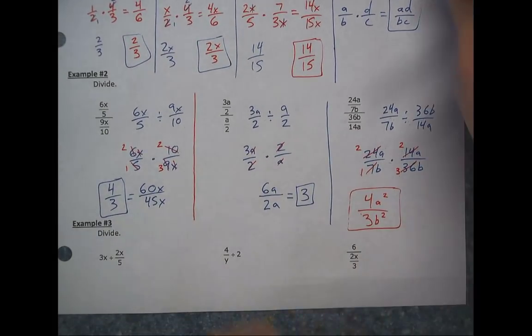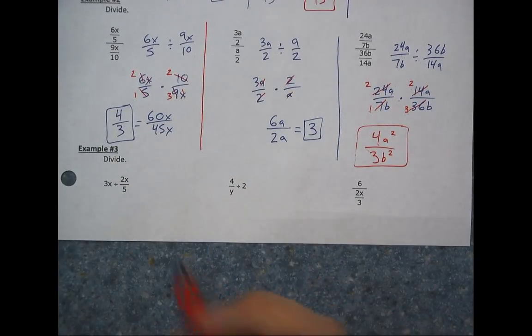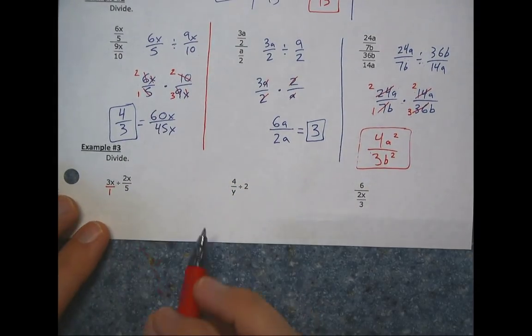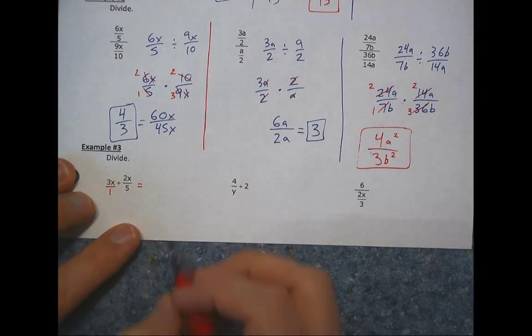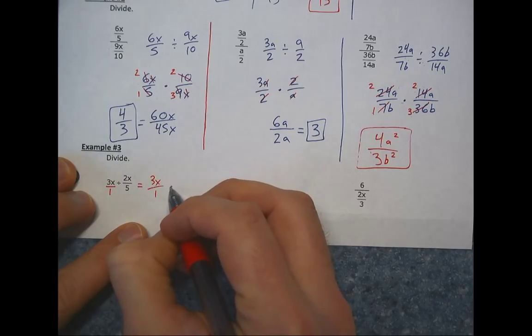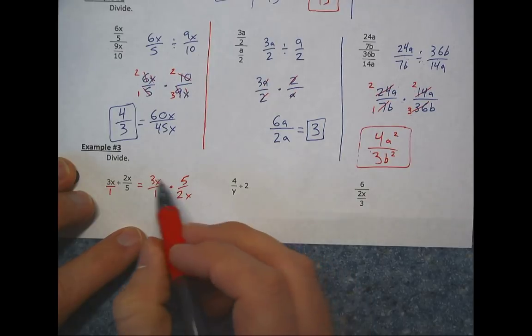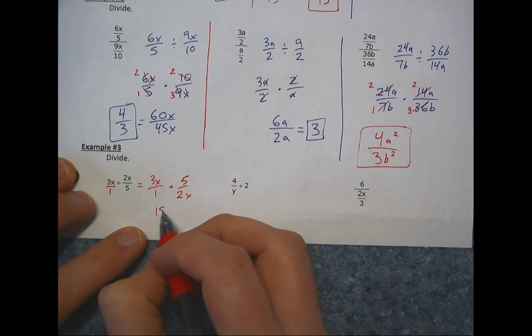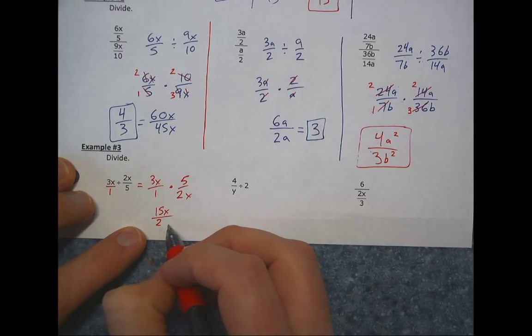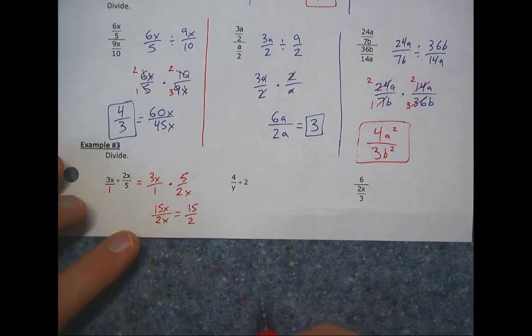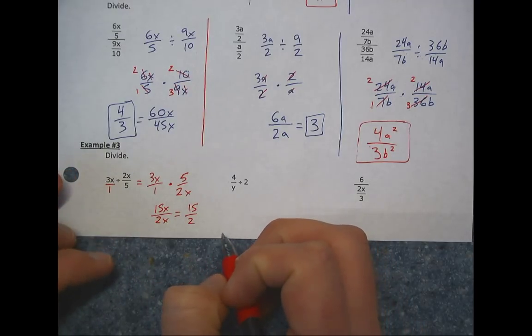All right, moving down now. Example number 3. So what happens when we're dividing by something that doesn't look like a fraction? This one is the same as 3x over 1. So if I wanted to rewrite this now as multiplication, it's 3x over 1 times, flip this one, 5 over 2x. If you went straight across at this point, you're going to get 15x on top, 2x on the bottom. The x's cancel. Final answer, just leave it as 15 over 2. If you divided, you'd end up with 7.5, and that's fine too.